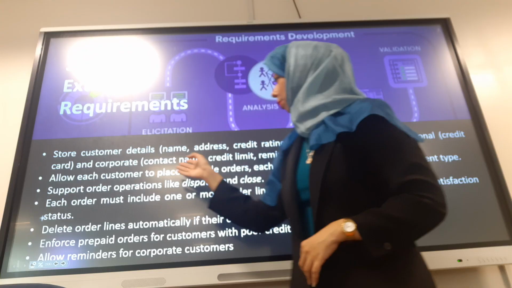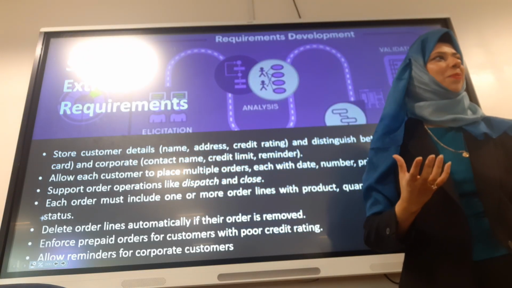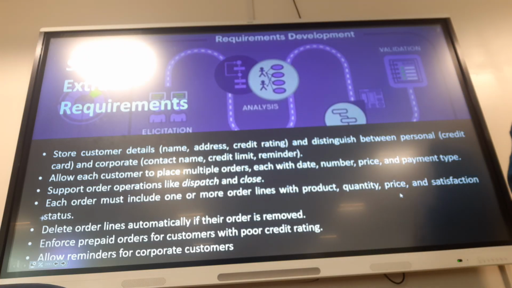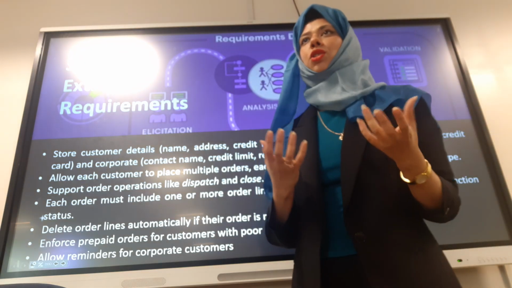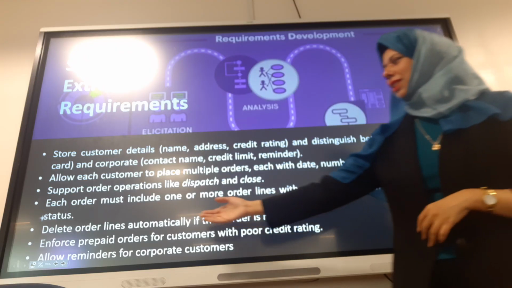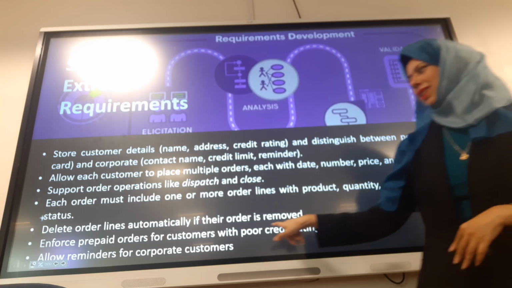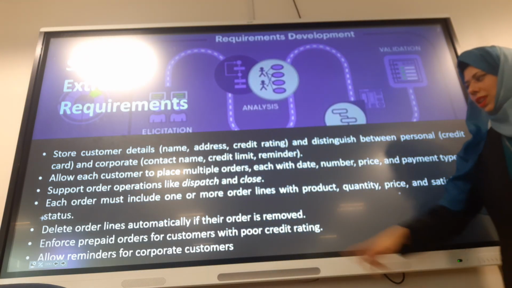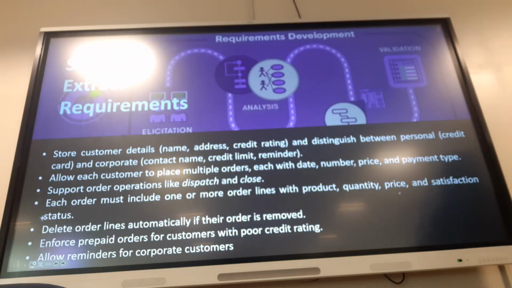Allow each customer to place multiple orders, and here you can start talking about the relation types. Is it one-to-one, one-to-many, many-to-one, many-to-many? If they were clear enough. If not, then you can put it as part of the assumptions to validate with the end user side. We can talk about deleting order lines automatically if their order is removed, and this is quite important. So this can indicate either aggregation or composition.